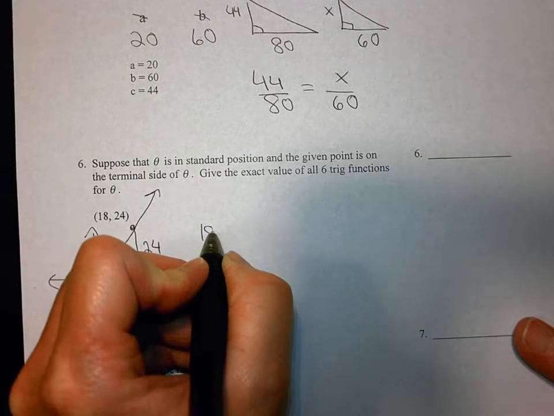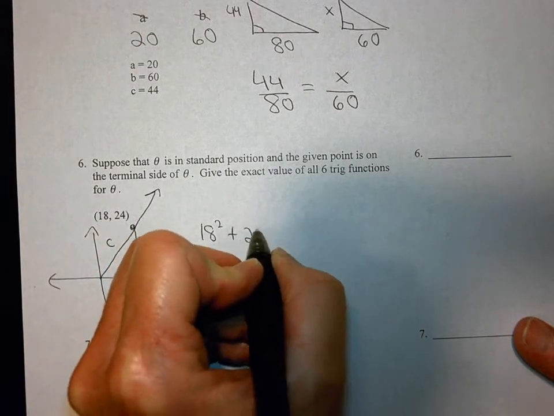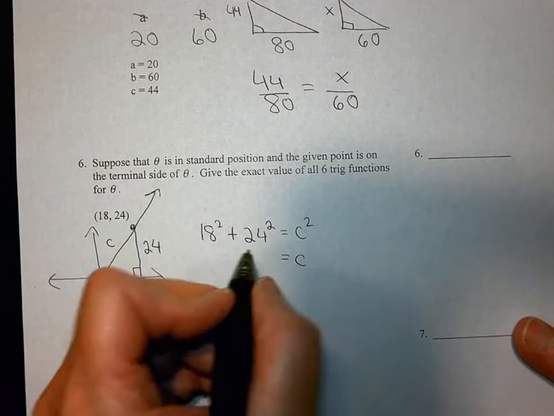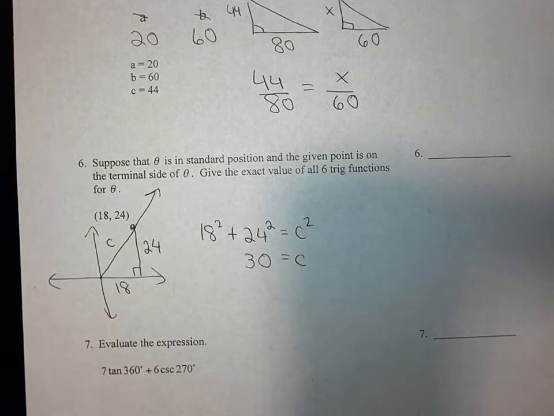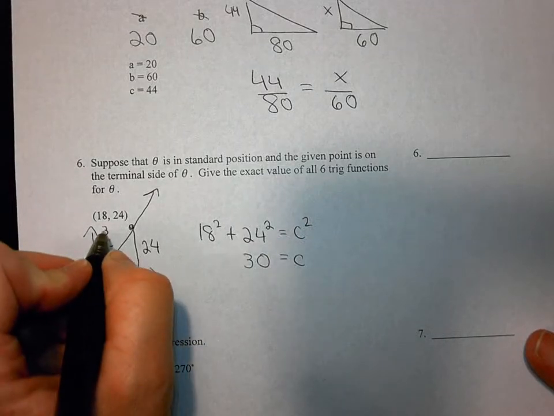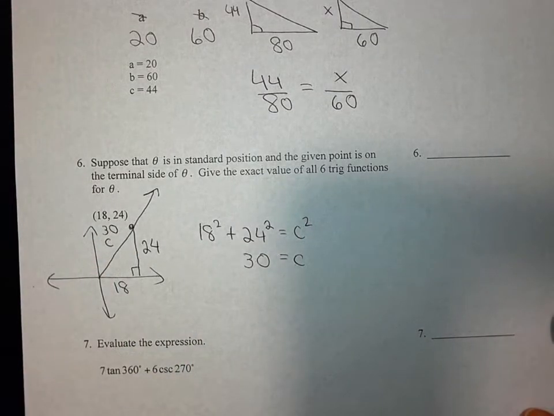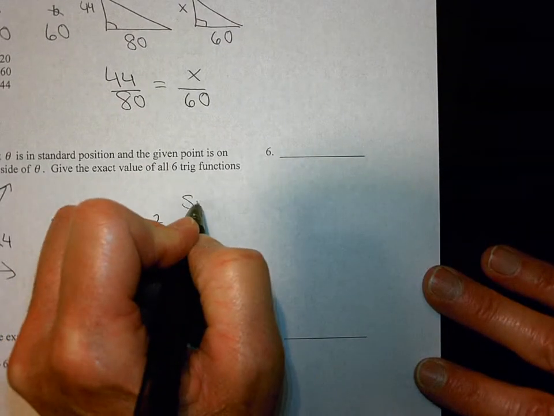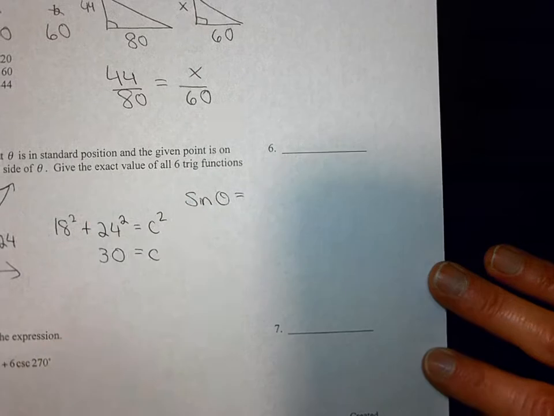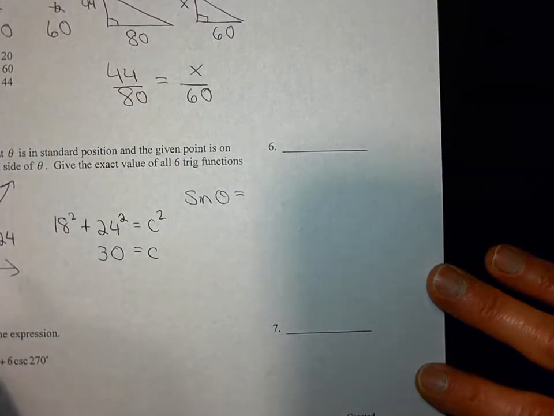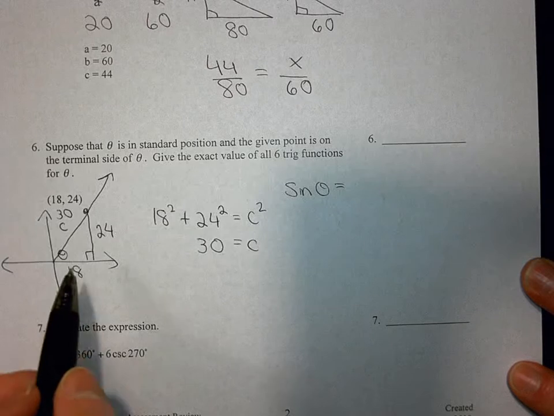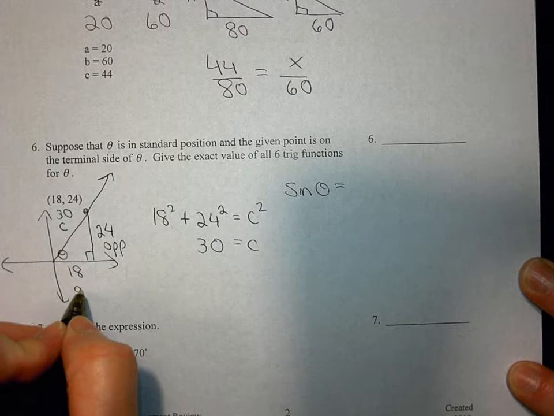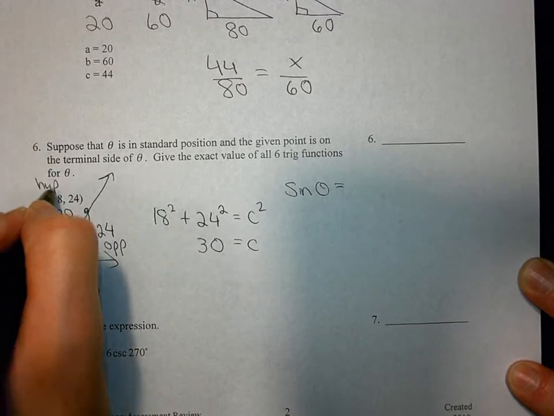So you're going to do 18 squared plus 24 squared is going to give us our c squared. C is going to be 30 if you solve that out. You now have all the pieces of your triangle. So we're looking for all of the trig functions. So pretty much sine of the angle is going to be, so here's my angle. Oops, that might have been on the picture. So here's my angle. So opposite is the 24, adjacent and hypotenuse.